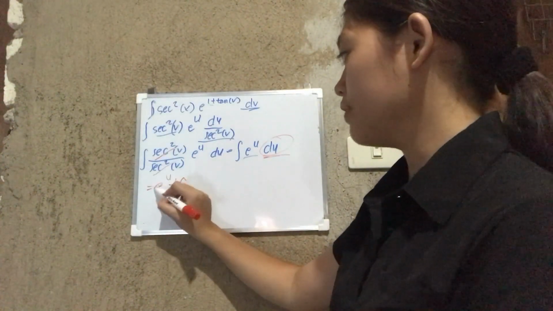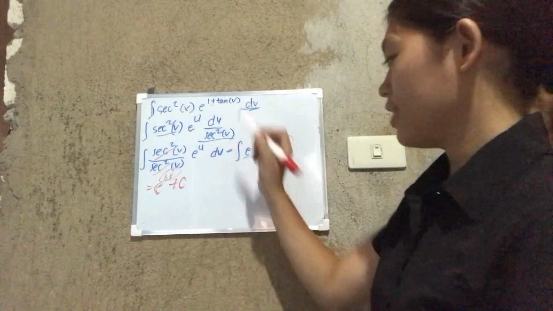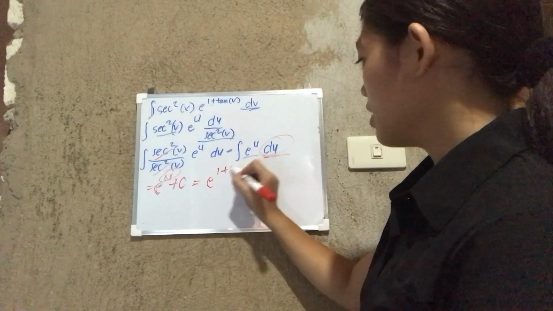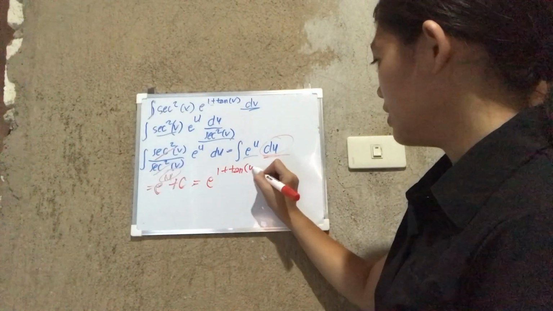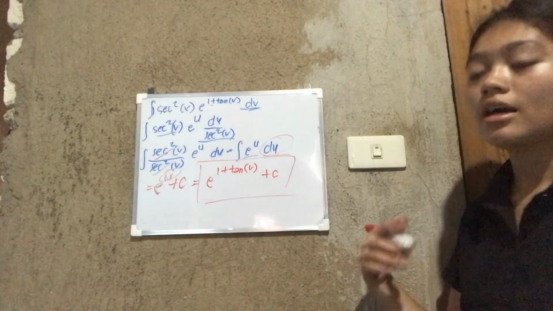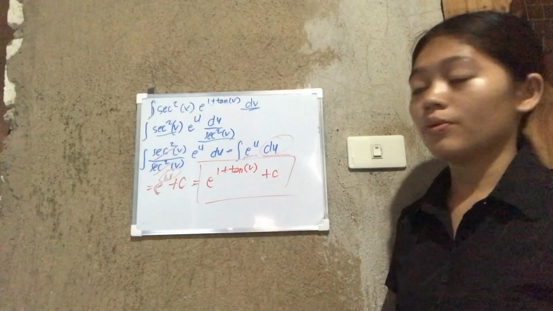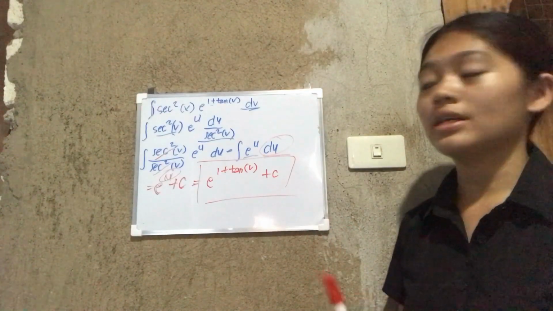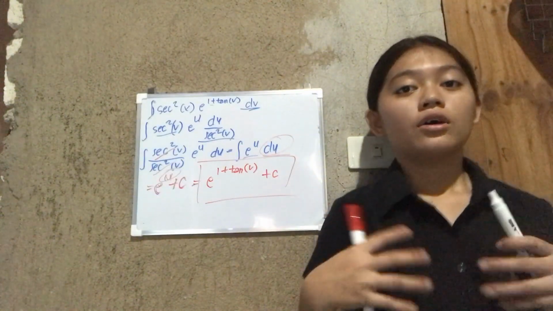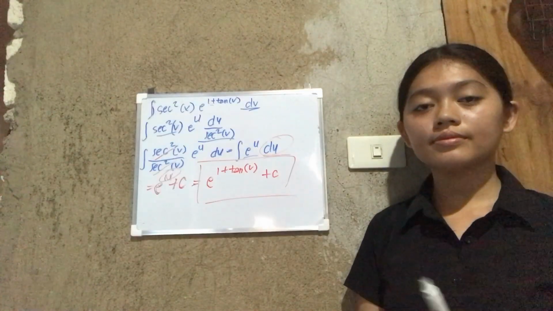And then now that we have this e raised to u plus c, we're going to change the u with the inside function, which is e raised to 1 plus tan v plus c. And this is the final answer. This is the integration for the integral of sec squared v times e raised to 1 plus tan v with respect to v. And that will be all. And that's how you solve integration. Thank you.